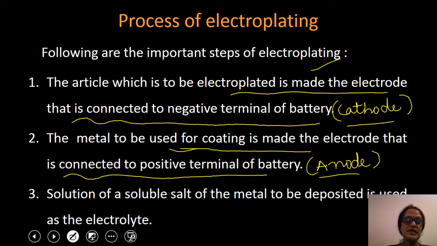Then third point is that the solution of a soluble salt of the metal to be deposited is used as the electrolyte. So suppose you are going to deposit copper on a spoon. So you will take electrolyte which consists of copper. You will take the soluble salt of the copper, like copper sulfate you can take.